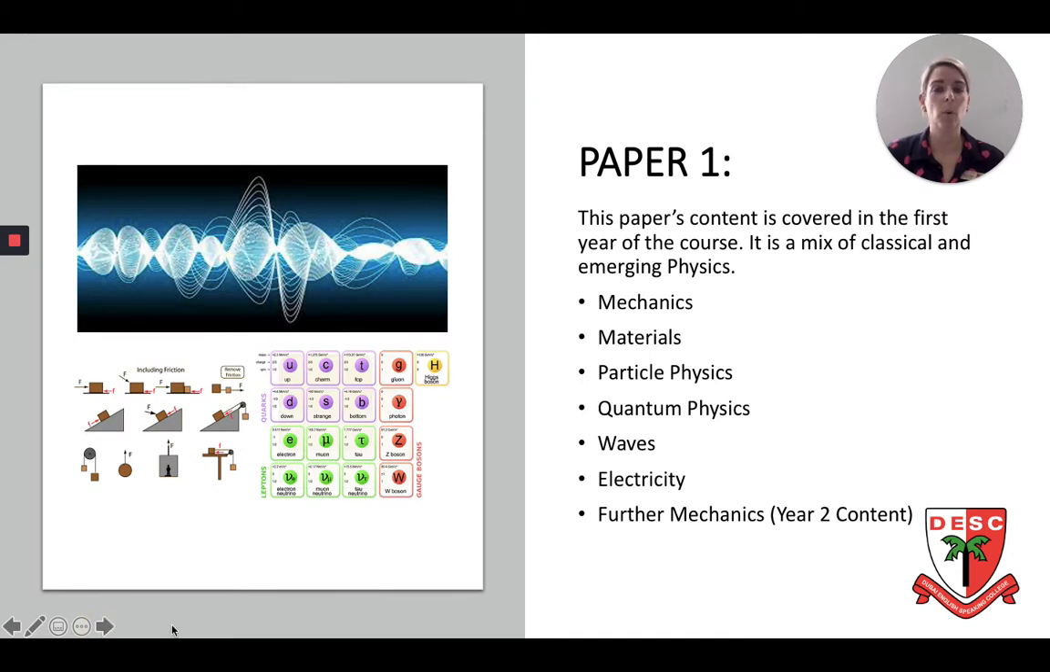So in detail, paper 1. As I mentioned, paper 1 is a mix of classical and emerging physics. In this part of the course, we start off with the new part of physics, particles. Particles is a really exciting part of physics because it is new and is changing on a daily basis. Students really enjoy getting to know about all the work that's being done at CERN in Switzerland. We also cover quantum physics, again another exciting new emerging topic, and then we move on to some more classical physics, some foundation topics which are essential in the study of physics, such as mechanics, waves and electricity.